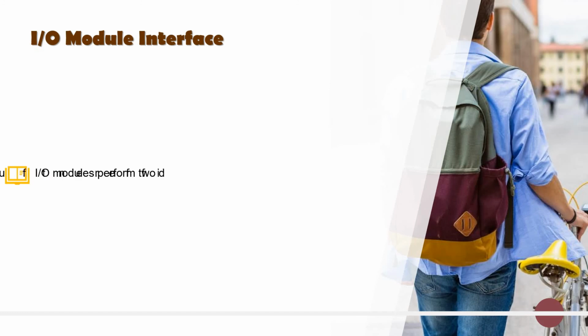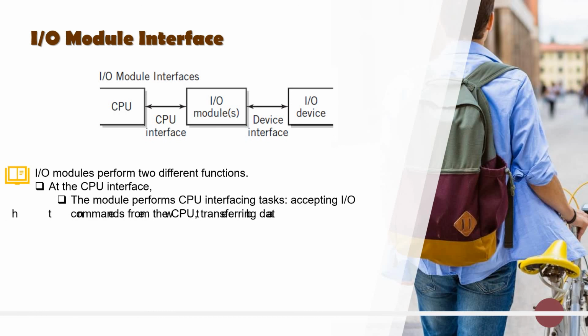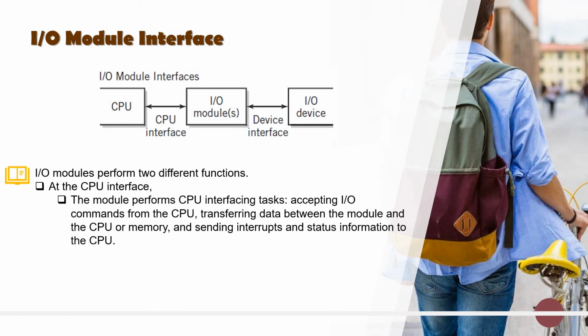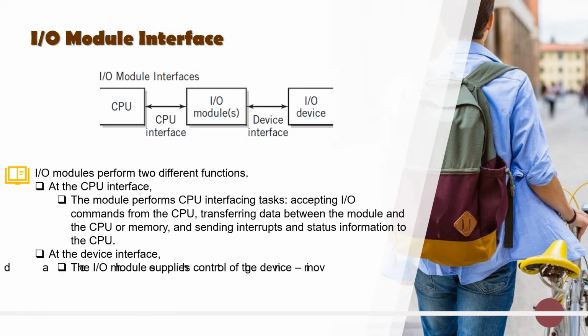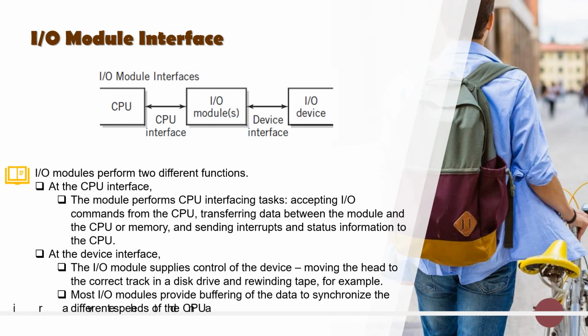I/O module interface. I/O modules perform two different functions. At the CPU interface, the module performs CPU interfacing tasks, accepting I/O commands from the CPU, transferring data between the module and the CPU or memory, and sending interrupts and status information to the CPU. At the device interface, the I/O module supplies control of the device, moving the head to the correct track in a disk drive and rewinding tape, for example. Most I/O modules provide buffering of the data to synchronize the different speeds of the CPU and the various I/O devices.